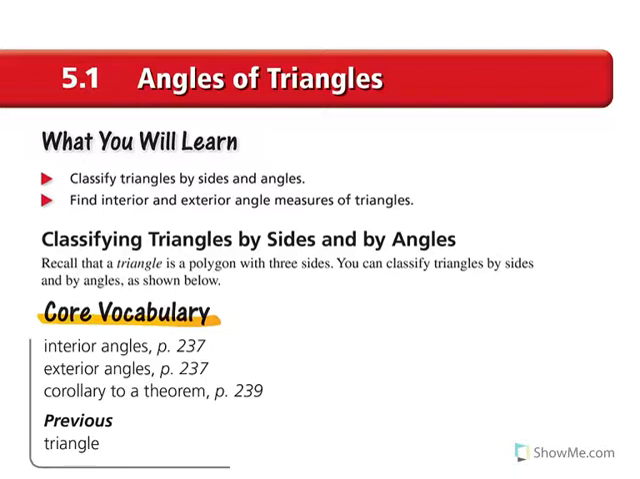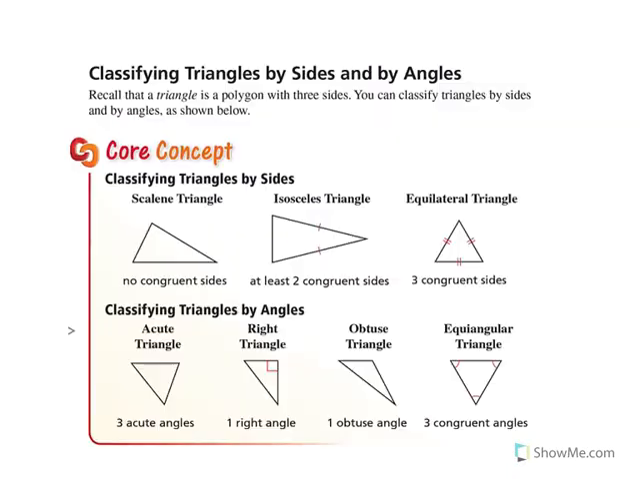We need to be able to classify them by their sides and their angles, and then we have to be able to look at what we call interior and exterior angle measures. So some of these should be familiar. First, we have a scalene triangle. Scalene triangles have no sides that are equal. So if we were going to mark it, we could put 1 tick mark, 2 tick marks, and 3. Notice they're all different, so we know all 3 sides have a different length.